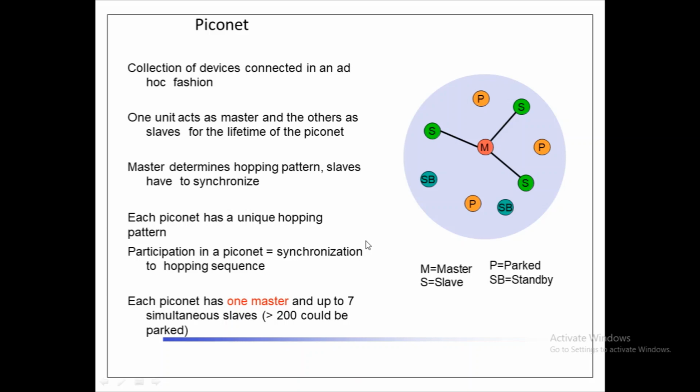So two additional types of devices are shown here. One is the parked device, which cannot actively participate in the piconet, that is, they do not have a connection but are known and can be reactivated within some milliseconds. And another device is the SB, standby. Standby devices do not participate in the piconet. In the diagram the SB is shown in green color.